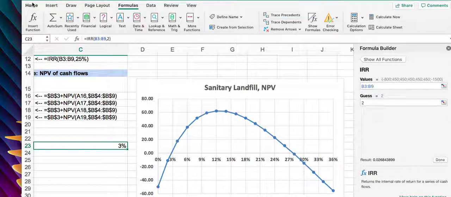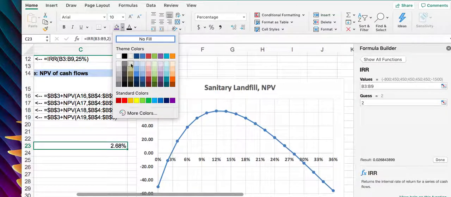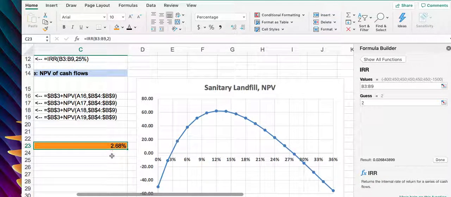And here it is telling me it's 3%, but let's put some more decimals. Maybe it'll give us a more accurate point. And so the first internal rate of return here is at 2.68%.